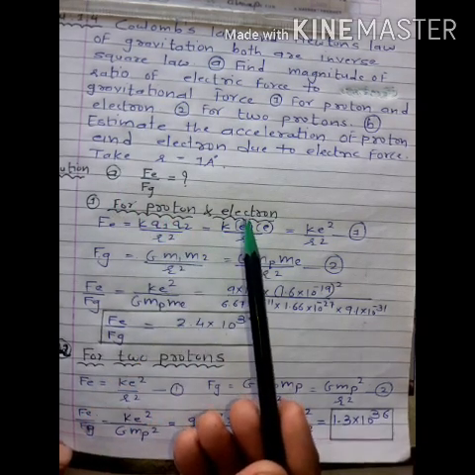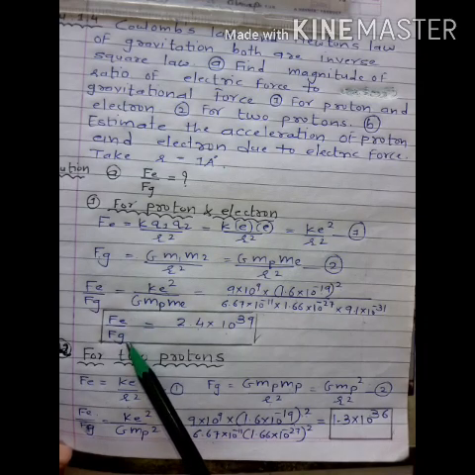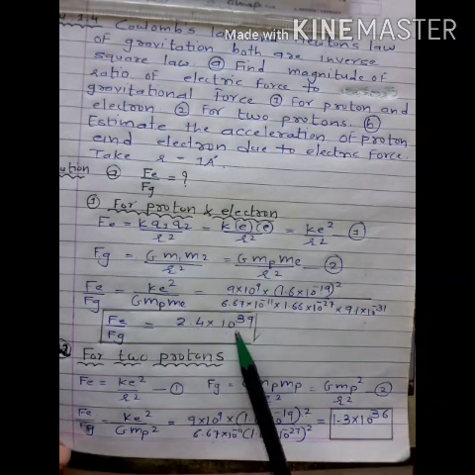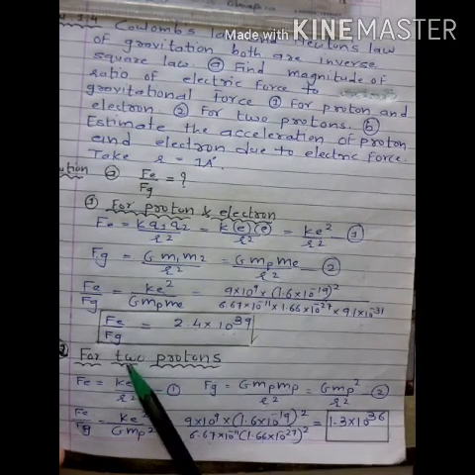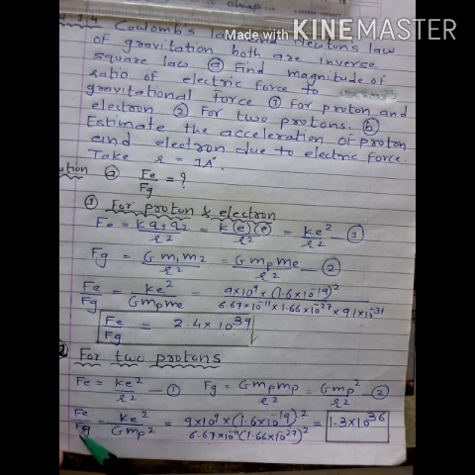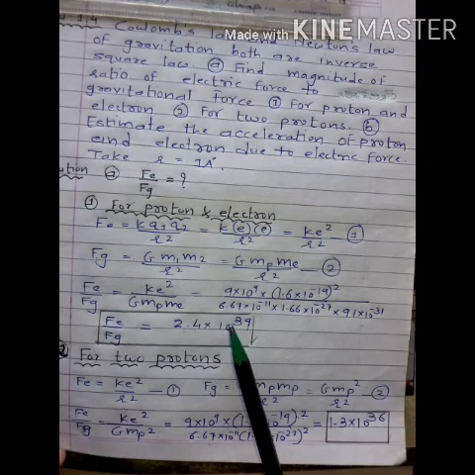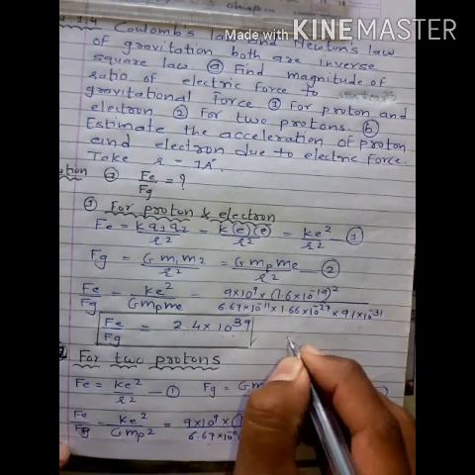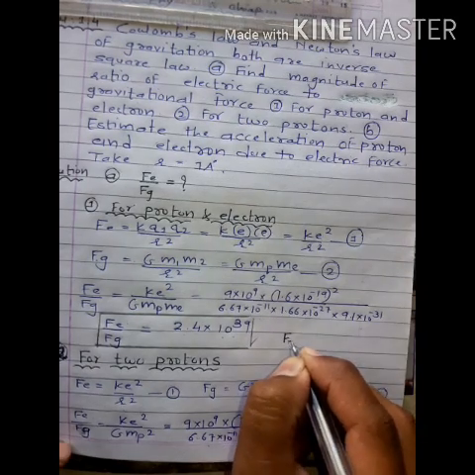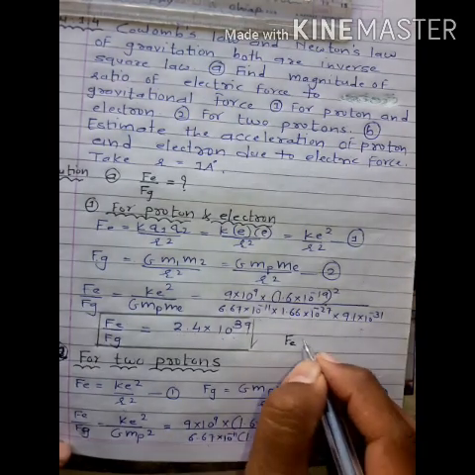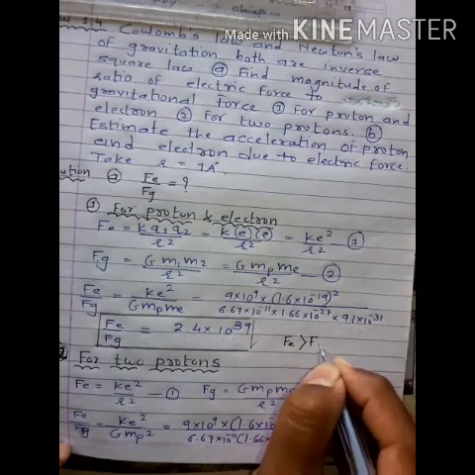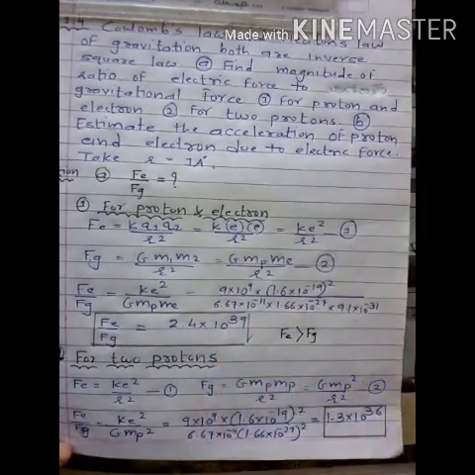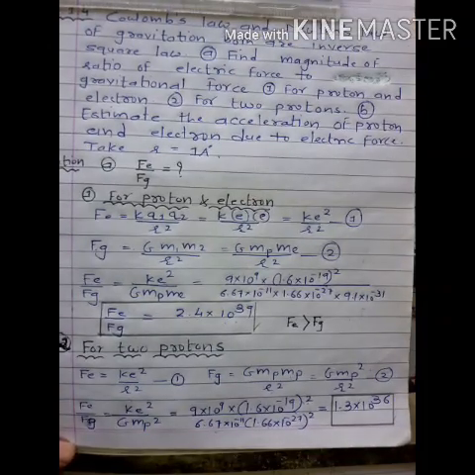For a proton and an electron, the ratio of Fe to Fg is 2.4 into 10 raised to 39, while for two protons, the ratio of Fe to Fg is 1.3 into 10 raised to 36. From these two values we can say that the power is positive. This suggests that the electric force between two charges is so much greater than the gravitational force because the power is positive.